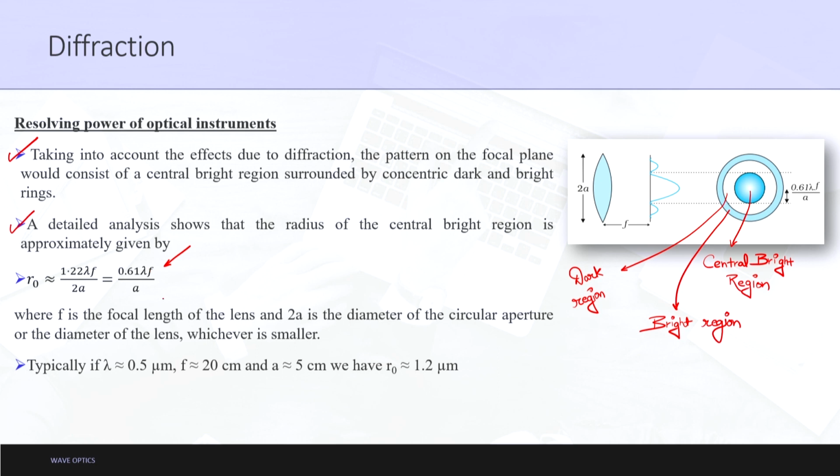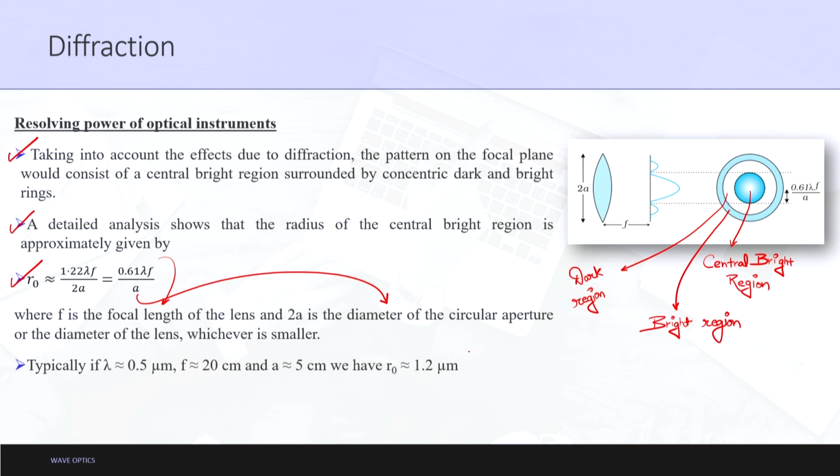What is the f value here? f is the focal length of the lens, and 2a is the diameter of the circular aperture or the diameter of the lens. So it is quite evident and not necessary to write again. f is given to you as the focal length of the lens, and a is the radius of the circular aperture, so 2a will be the diameter of the circular aperture.